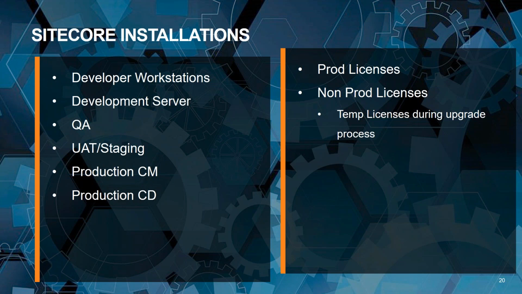Typically we do the Sitecore upgrade in different environments. We typically start with the developer's workstation, and then we do it in the integration or development box, and then we go to QA, staging, and all other environments before we really do the actual version upgrade in production CM and CD servers.